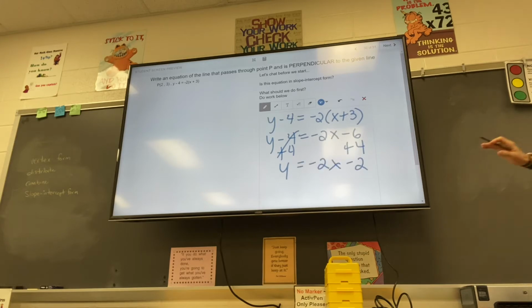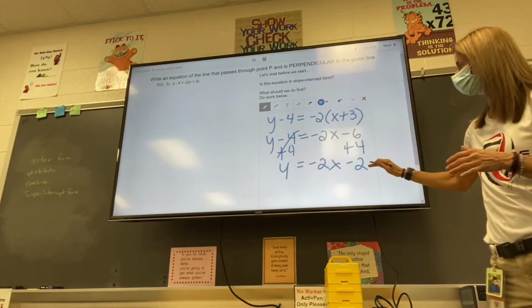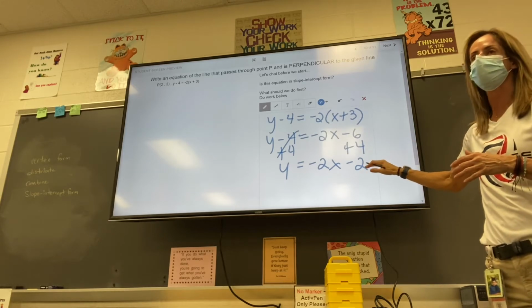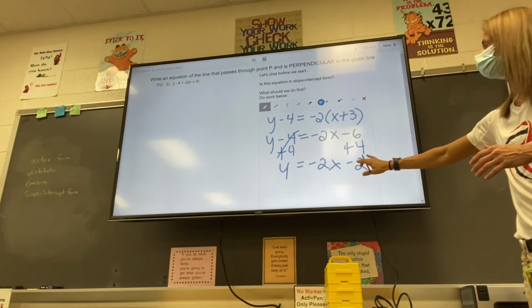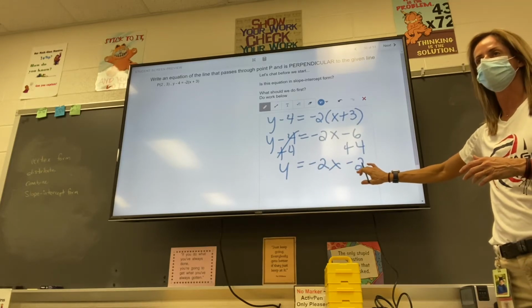Okay, now our equation is in slope-intercept form. We can clearly see that -2 is the slope and -2 is the b, the y-intercept.